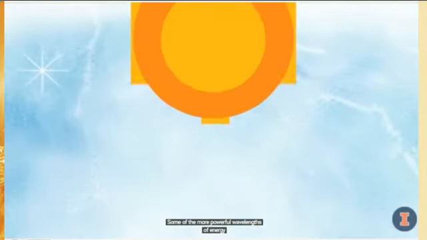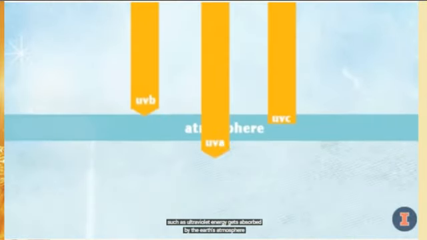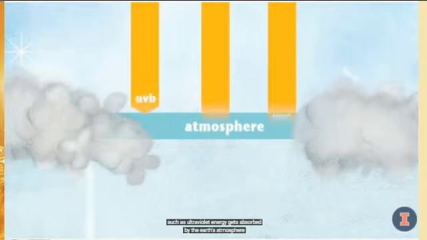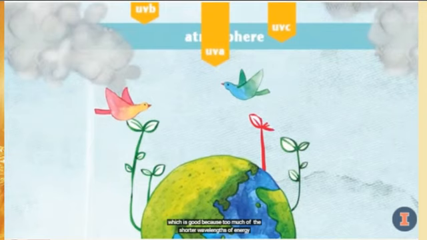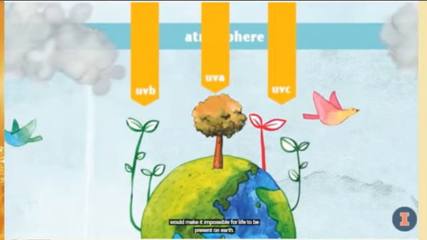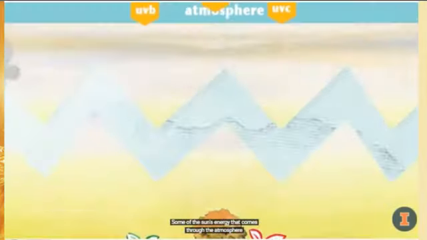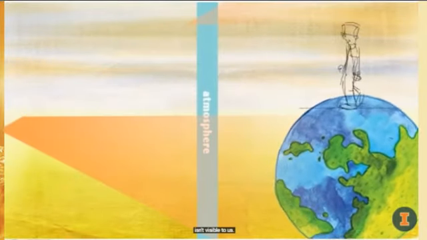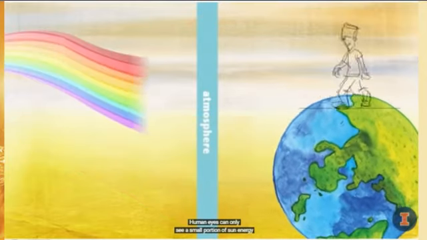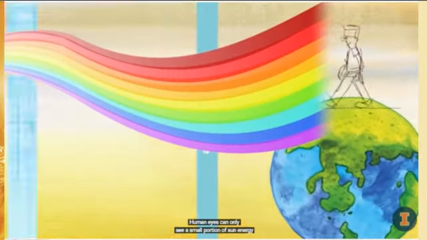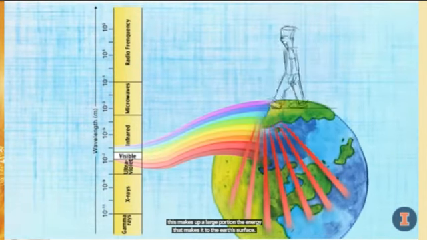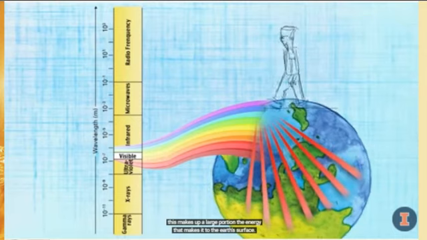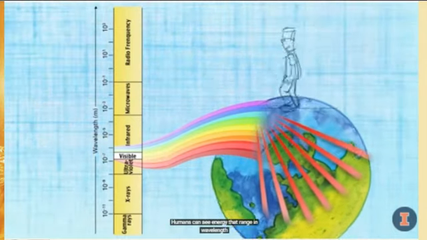Some of the more powerful wavelengths of energy, such as ultraviolet energy, get absorbed by the Earth's atmosphere, which is good because too much of the shorter wavelengths of energy would make it impossible for life to be present on Earth. Some of the sun's energy that comes through the atmosphere is invisible to us. Human eyes can only see a small portion of sun energy. This is called the visible spectrum. As it turns out, this makes up a large portion of the energy that makes it to the Earth's surface.